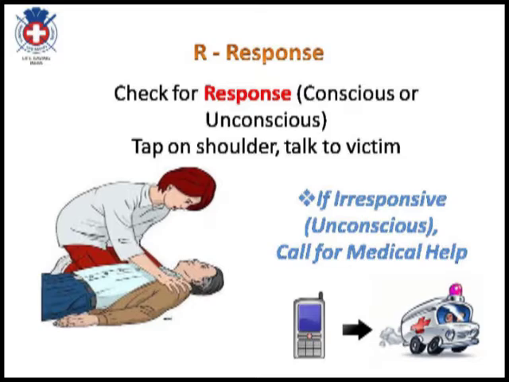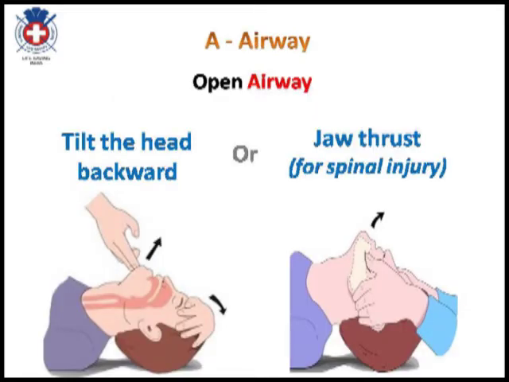R for response: check for response, if conscious or unconscious. To check, tap on the shoulder or talk to the victim. A for airway: open airway. To open the airway, tilt the head backward. For spinal injury, use the jaw thrust method.